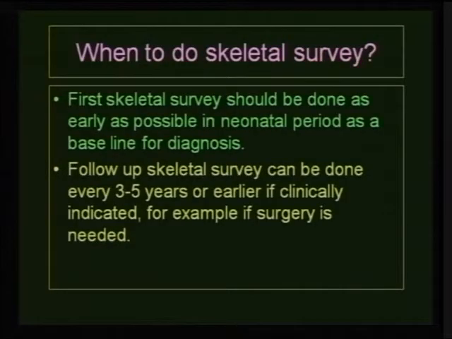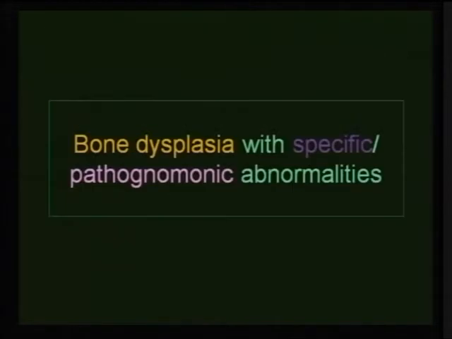When we take that, we take it the first time we see the baby, if it is in the neonatal period or childhood, so we take that skeletal survey, and we try to follow up that child every 3 to 5 years in order to see the changes. It is very difficult when you face an adult with bone dysplasia and you want to make a diagnosis. Most of the bones have changed with the growth.